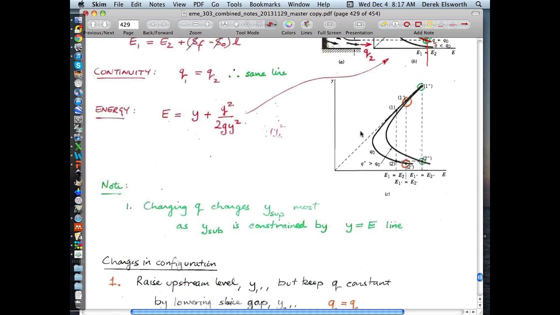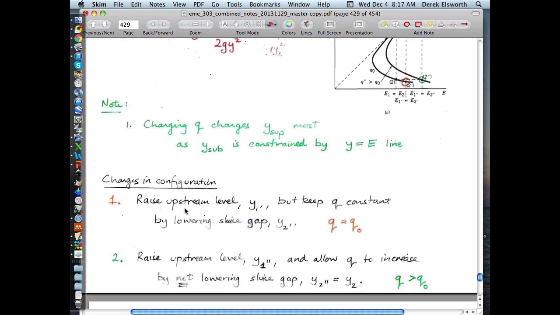Well, there are a couple of things that we can do. So these are the things that we would think about doing. What we could do is raise the upstream level but keep the flow rate constant. And if we want to keep the flow rate constant, if the upstream level goes higher, you'd expect that it would flow faster because of the equation basically of a free jet. So you can stop it flowing faster by shutting the bottom of the gate down somewhat so you stay on the same curve.